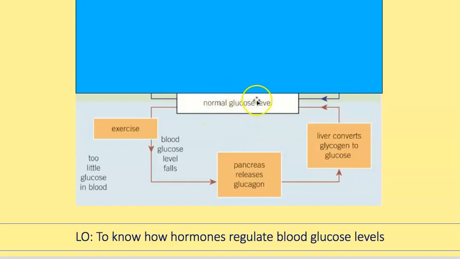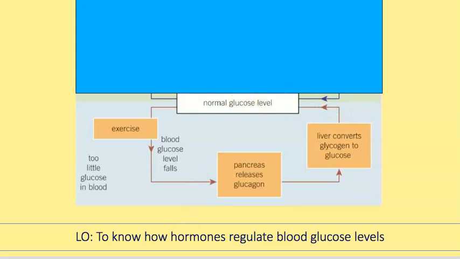If your blood glucose level falls due to exercise, or you may not have eaten enough food, again, your pancreas will release a hormone. This time it is called glucagon. Remember, when the glucose is gone, you release glucagon. The glucagon will then travel in the bloodstream to the liver, where the liver will convert that glycogen, that storage molecule, back into the glucose, and the glucose will go back into the blood, increasing the blood glucose level back to normal.